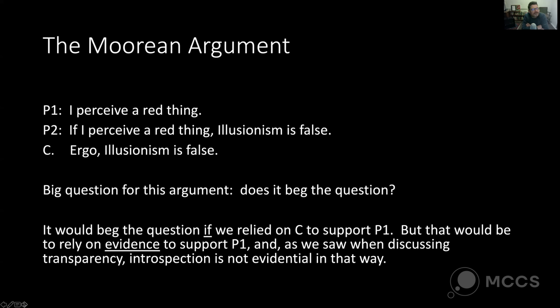So somehow or other, in my support for thinking that I perceive a red thing, I've assumed that illusionism is false. That would be part of my reason for thinking that the premise is true. And if that were the case, then I certainly would have begged the question against illusionism. But notice that we could say independently that I perceive a red thing can be known by introspection, which means I can know it, as we saw in the discussion of the transparency argument, without having evidence. I can know it just because I engage in a certain sort of introspection. And that's the reason that I can know it.